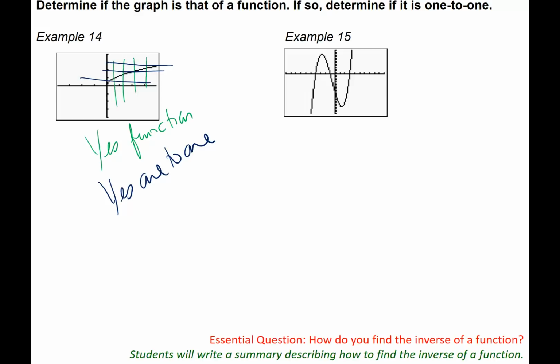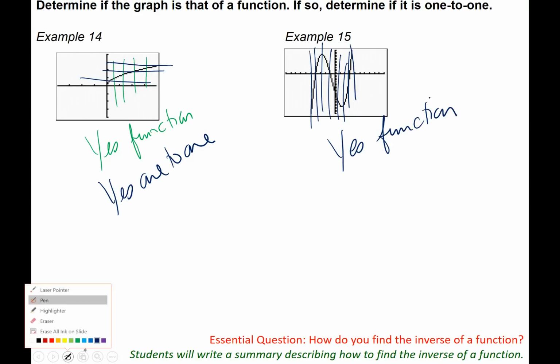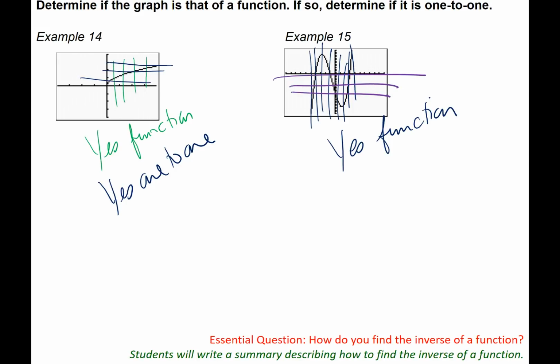All right, so now we're going to come over here to this one, and we're going to decide if it's a function. So again, I do the vertical line test to determine if it's a function, and it only crosses one time. So we're going to say, yes, it's a function. Then I'm going to do the horizontal line test. Uh-oh, the horizontal line test failed. So this one is not one-to-one.